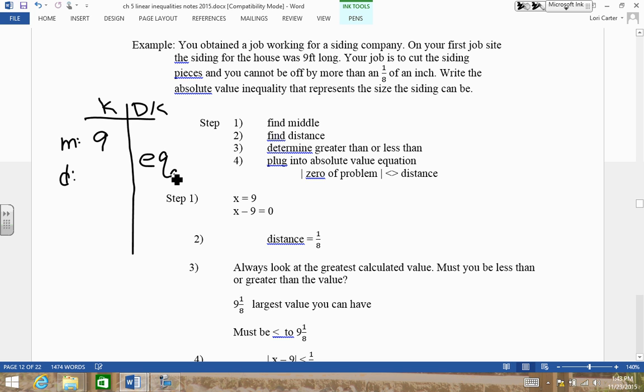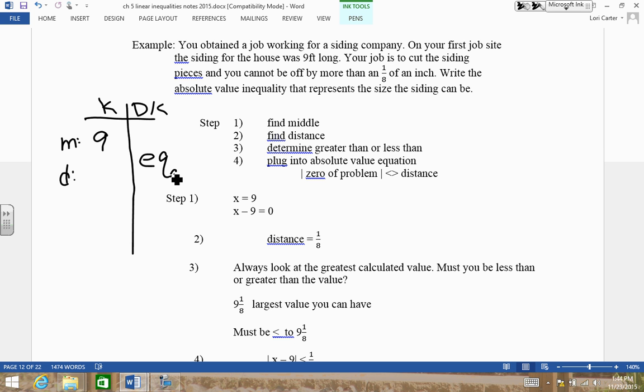You have to be within 1/8 of an inch, because if you're more than that, what's going to happen? You're going to be too long or too short. Your siding's not going to fit, right? And then the owner's going to get water on the side of the house and it's going to rot and you're going to get sued and you're going to be broke. All that. I told you it's going to happen.